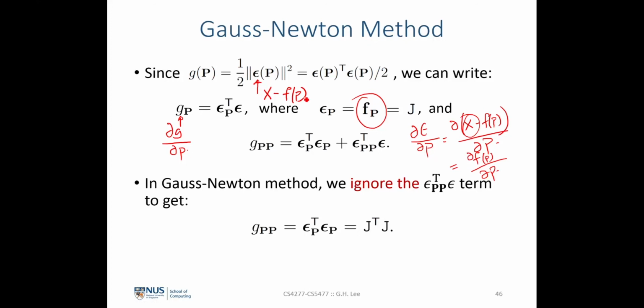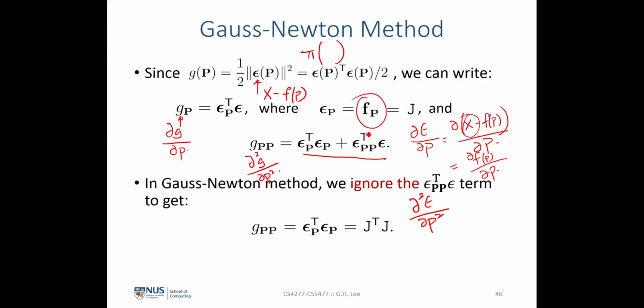And in the bundle adjustment case, not to forget, this nonlinear function is simply referring to the reprojection function, which we denoted as pi earlier on. And we do this similarly for the second order derivative. So this would be del square of g divided by del p square. We denote this as g_pp, and by applying the chain rule of differentiation, we'll get this particular term over here, where epsilon_pp would be equal to the second order derivative of epsilon, del square epsilon divided by del p square.